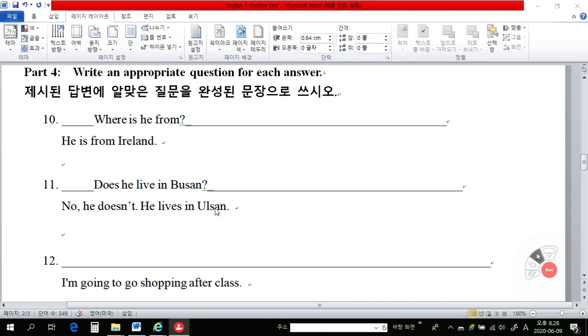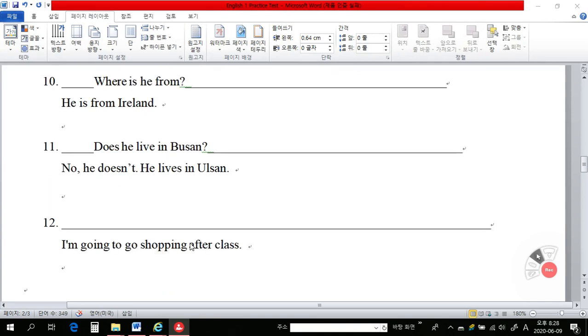So again, if you studied Unit 6, we're looking at where people are living in their daily lives. Good. All right, let's go to number 12. Number 12, I'm going shopping after class.